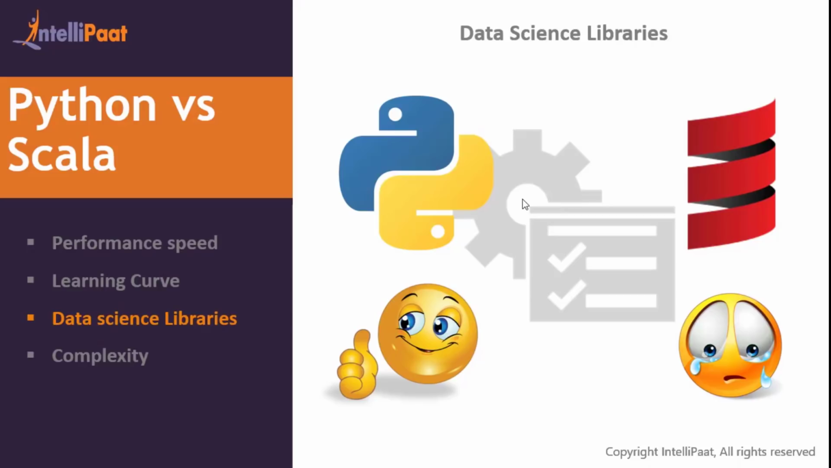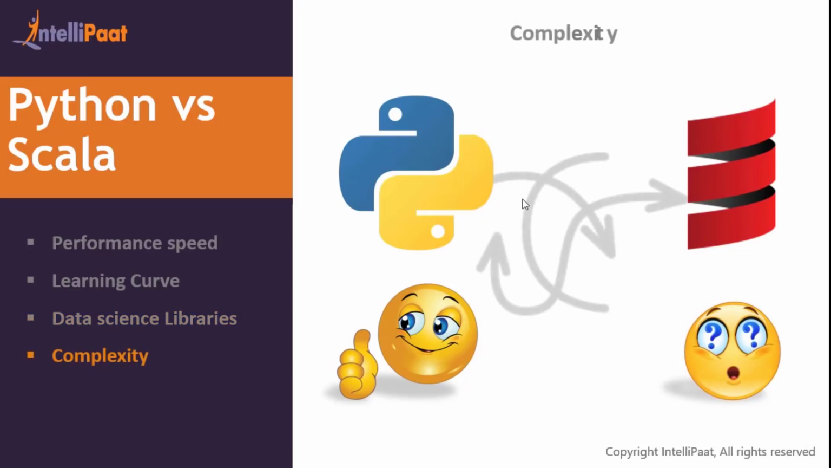Alright. Finally, the last parameter is complexity. So the Python API has a simple yet comprehensive interface. Whereas on the other hand, Scala's syntax and the fact that it produces verbose output is why it is considered a complex language. I hope things are getting clear to you.